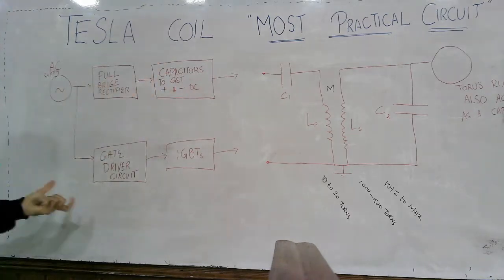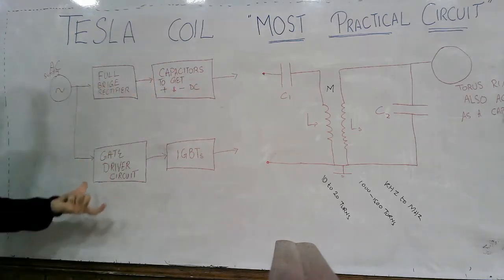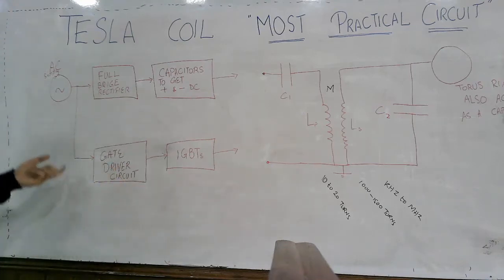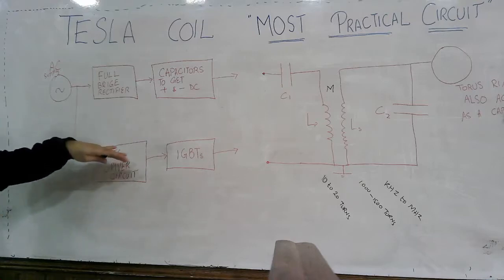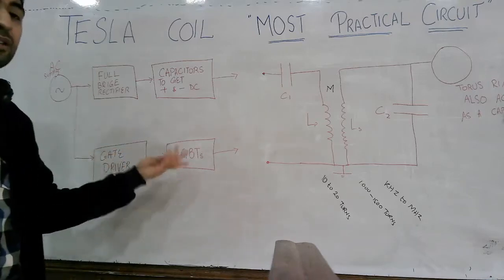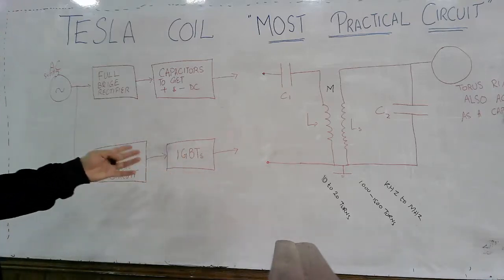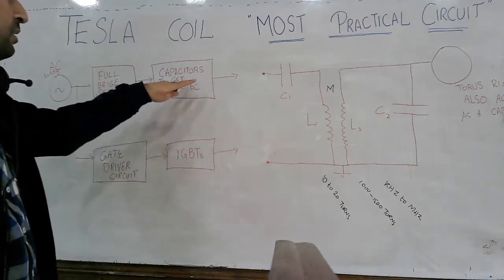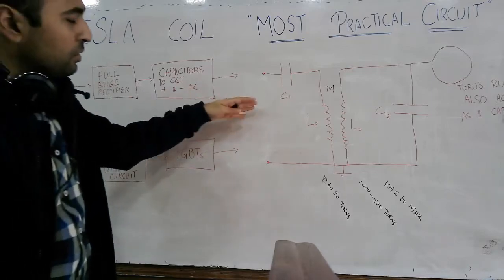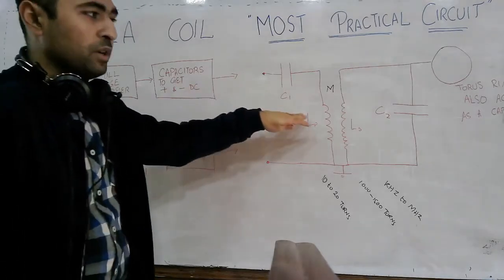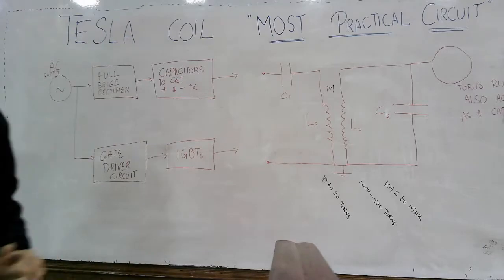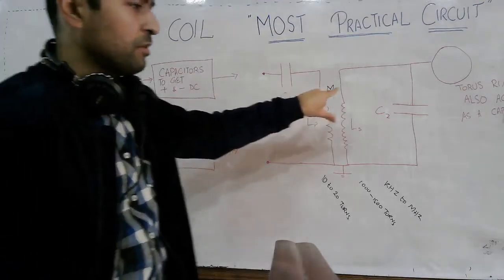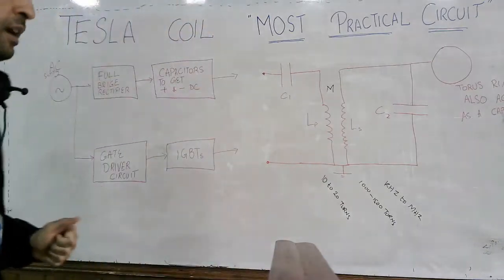And then we have a gate driver circuit. What gate driver circuitry we are going to use here, and how it will be working, we will also be covering in this video lecture. Then you have IGBTs, and these IGBTs and these capacitors are used to supply the voltage here. Now we will be studying what will be the waveform on the primary side and what will be the waveform on the secondary side.